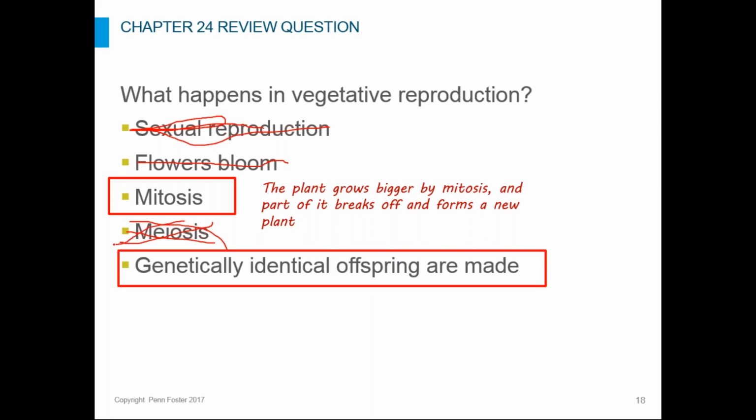And our last one is true, genetically identical offspring are made. So in normal sexual reproduction, you have the male and the female, and they come together, and that means you've got a variety of genes now. You have genes from the mother, genes from the father. They're all mixed up. There's variation. But when you don't have sexual reproduction and the plant just breaks off part of itself to become a new plant, it's going to be genetically identical to the first one.